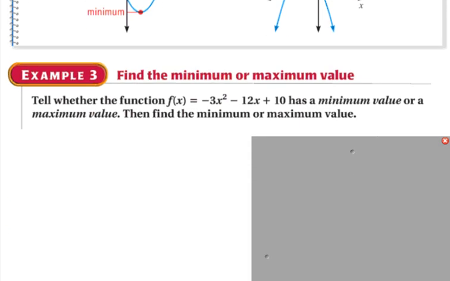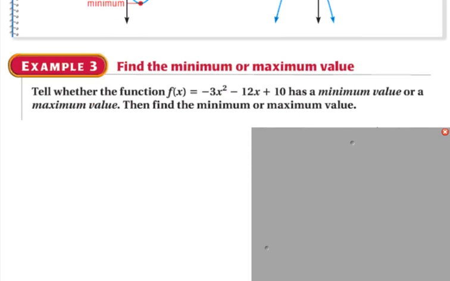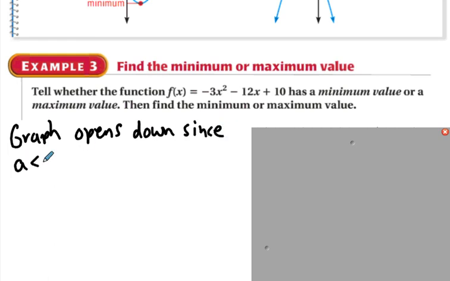So the last question they'll ask you in this section is to tell whether the following function has a minimum or a maximum value and then to state it. Well, we first know that this graph is going to open downward. So graph opens down since a is less than 0. A is negative 3. So that means the vertex is a maximum because the graph is opening downward.